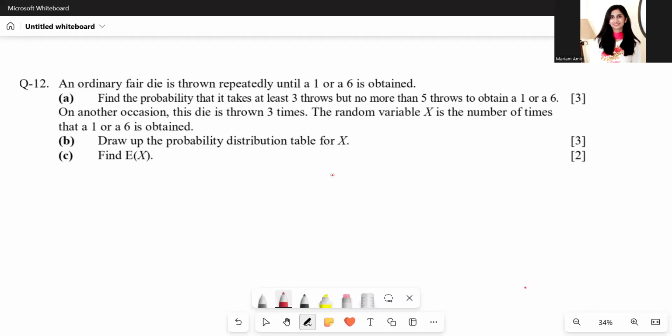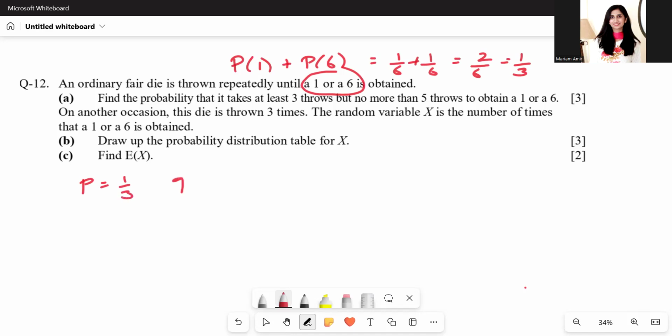An ordinary fair die is thrown repeatedly until a 1 or a 6 is obtained. So what is the probability of this happening? Probability of 1 plus probability of 6. So that's going to be 1 by 6 plus 1 by 6, or directly 2 by 6, which will be 1 by 3. So in this question, our probability of success is 1 by 3, which means probability of failure would be 2 by 3.